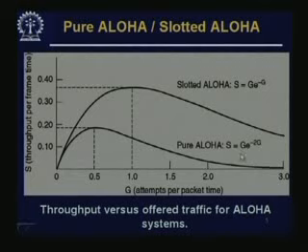S is equal to G into e to the power minus 2G, where S is the throughput, that means how much you are actually able to communicate successfully, and G is the attempts per packet time. So this is the S versus G curve for pure Aloha, where about 18% is the maximum efficiency that you can get. Slotted Aloha, where you can send only from the beginning of a slot time, has considerably better performance. Even then it comes to about 37%, and the formula is S equals G into e to the power minus G.